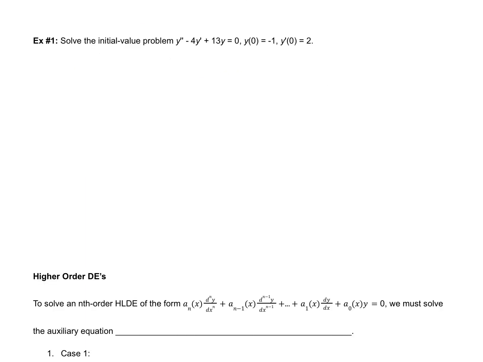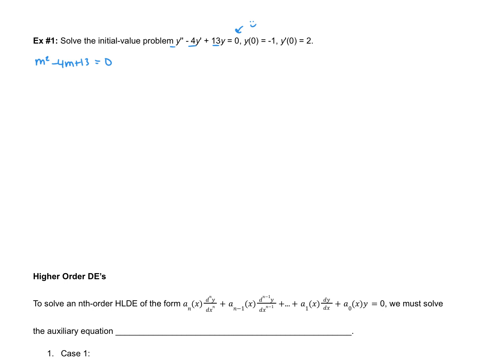Okay, so first example, solve the initial value problem that is given. So first thing that you're going to notice is this is homogeneous, which is good. So what we're going to be doing is solving the auxiliary equation. So that's the equation that comes from these constants. So we get m squared, subtract 4m, add 13 is equal to 0. So what we want to know then is what are our roots. So let's solve this auxiliary equation and then we can go from there.